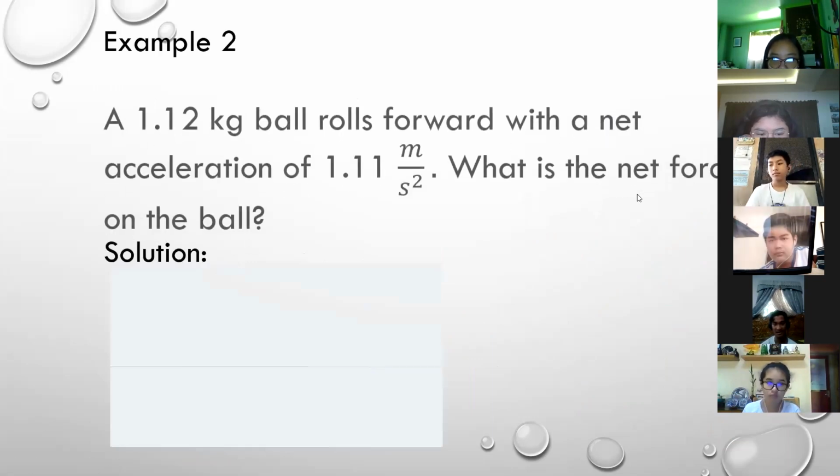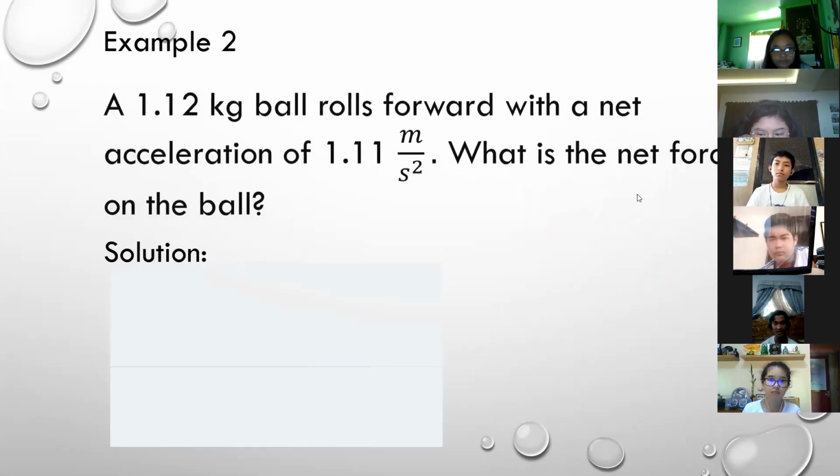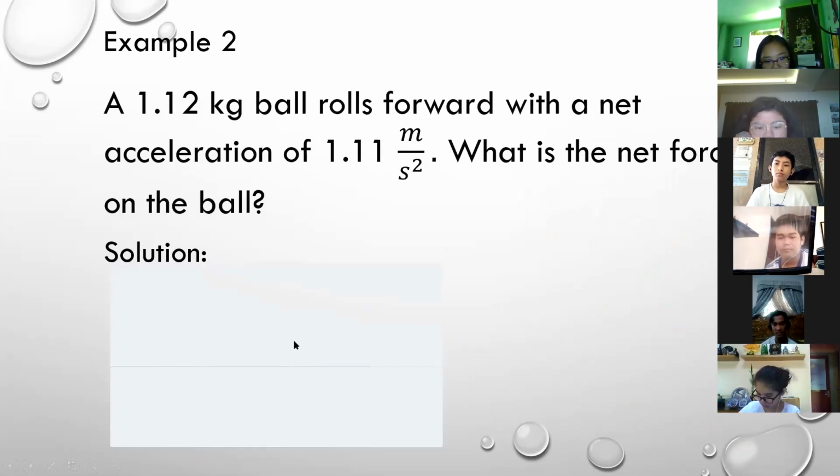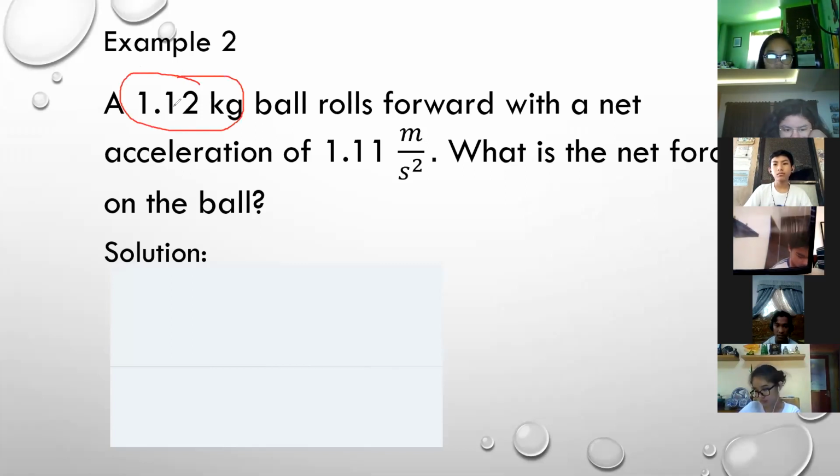In the next example, we have a different unknown. We have here a 1.12 kilogram ball that rolls forward with a net acceleration of 1.11 meters per second squared. What is the net force on the ball? Again, we have this given. If you look at the given, this pertains to the mass. Di ba? The unit kilogram tells us that this is the mass.